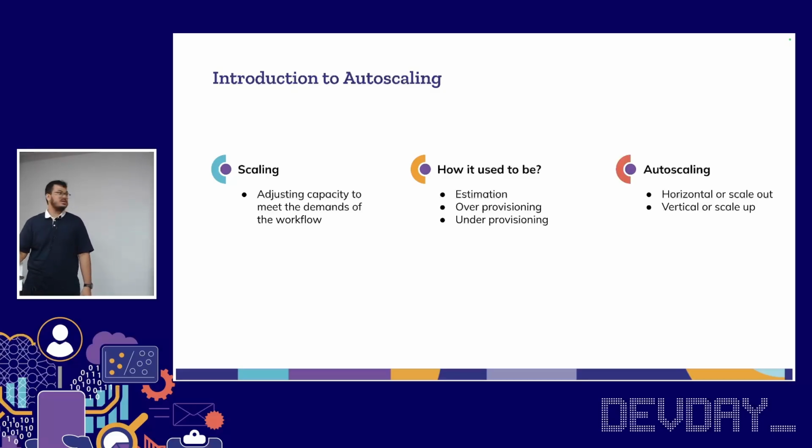And to solve this, we use autoscaling, of which there are two types. The first is horizontal autoscaling, where you scale outwards, and the second is vertical, where you scale upwards.